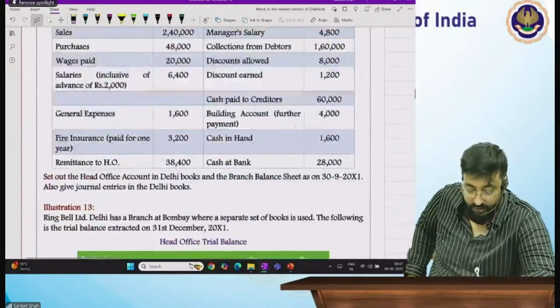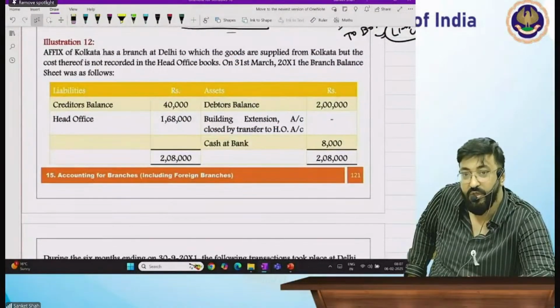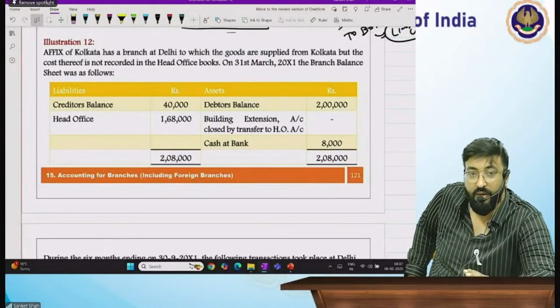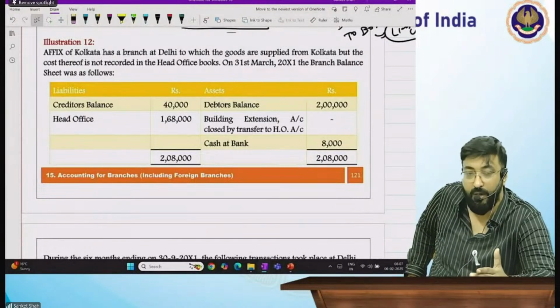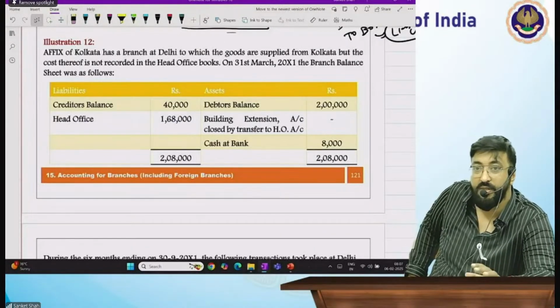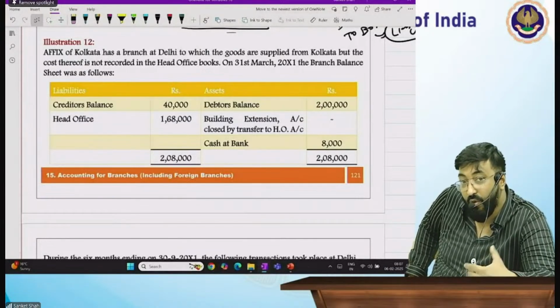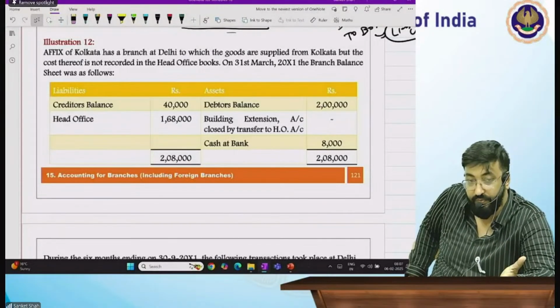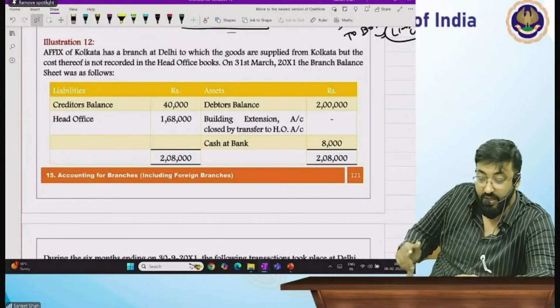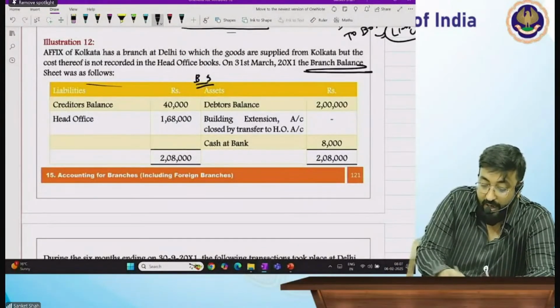Chaliye. So let's move to the next question now. I will explain this question. I will give some time to think. I will give you the flow of understanding the question. See, in this question, we are not transferring the whole trial balance. See, you have a balance sheet. You can see here, the branch balance sheet.